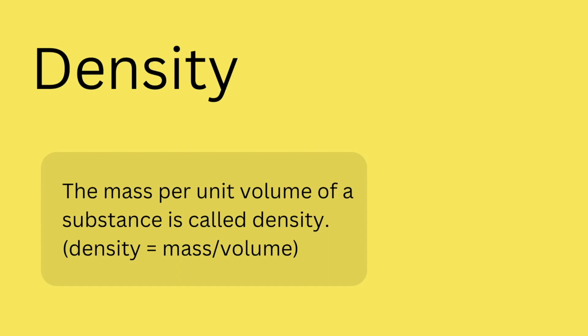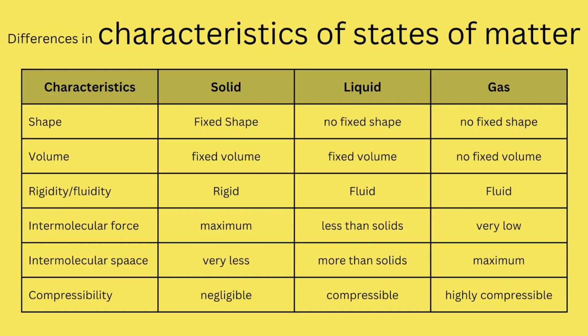Now coming to density. Density is mass per unit volume of a substance, and the formula for density is mass divided by volume. Now this is a table that is very important. It has been asked many times and it's a very important question, and you can get a lot from this single table itself. The difference in characteristics of states of matter.